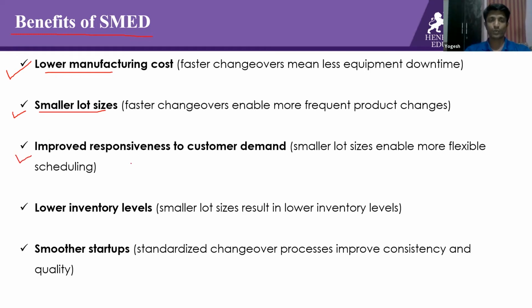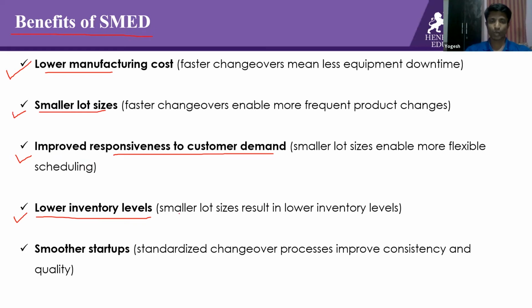Then it improves responsiveness to customer demand. This is quite obvious, because if customer demand is changing, then we need to be flexible to those demands. If our changeovers are quite fast, within a few minutes, like 1 minute, 2 minutes, 3 minutes, then we can take advantage of those really fast changeovers. We can produce that product as and when needed, and that is how we respond to customer demand and improve our responsiveness. Then lower inventory levels. This is also quite obvious.